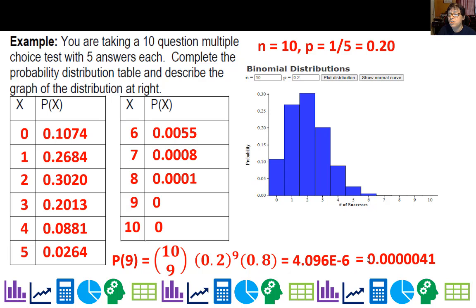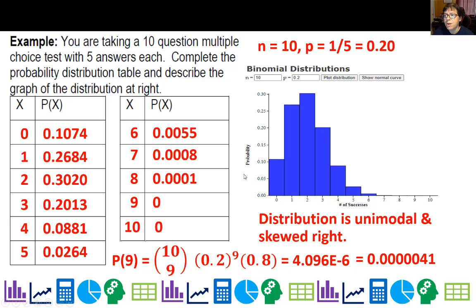Statlet and GeoGebra both tend to chop things off right here at the 10,000ths place. All right, now let's go ahead and describe the distribution. This one I did pull from Statlet, and you can see right here, it looks a little skewed right to me, and unimodal. That's how I would describe it.